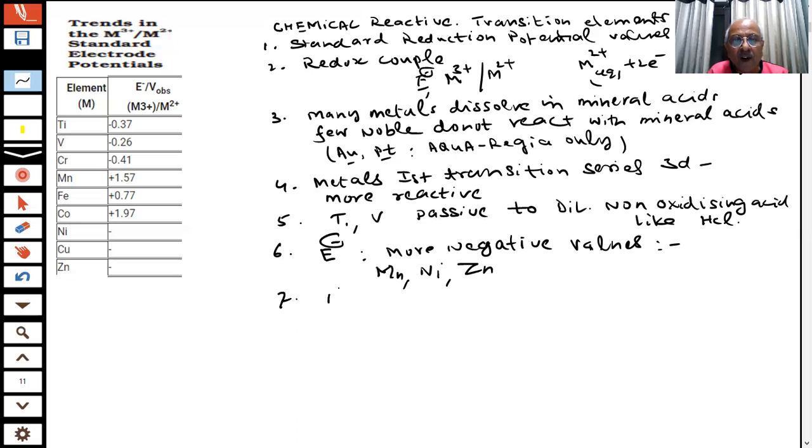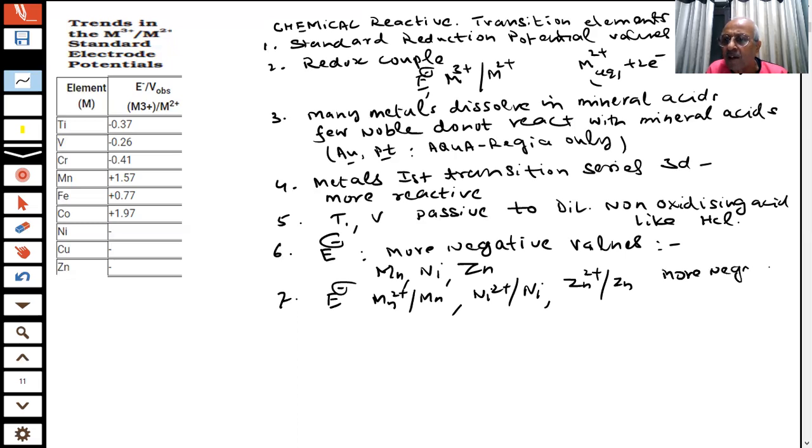Why is the E naught value of Mn2+ to Mn more negative? Nickel 2 plus to nickel, more negative. Zinc 2 plus to zinc, more negative. That's what I am talking about. Values are more negative. Okay, I give you 30 seconds to answer this question. Why?